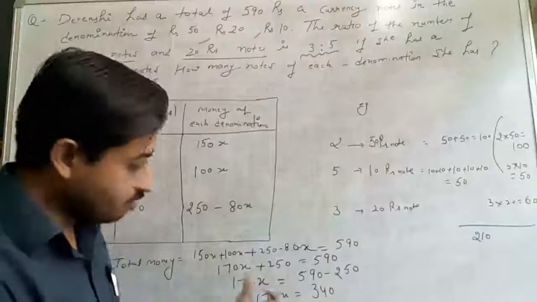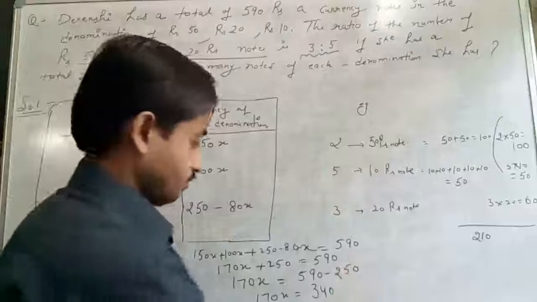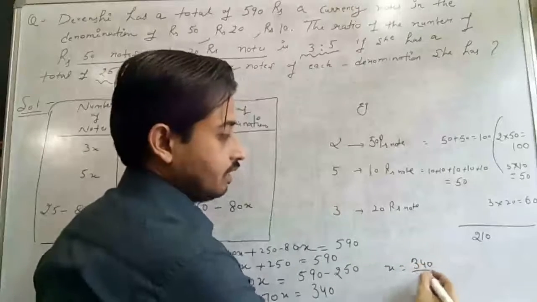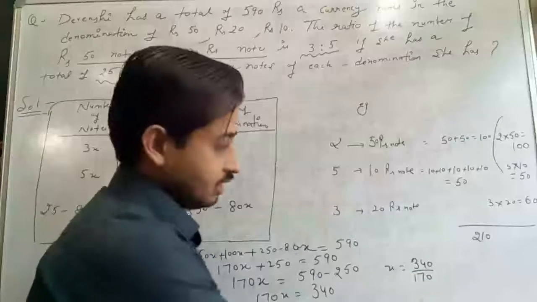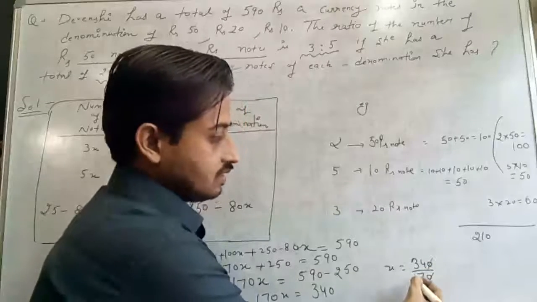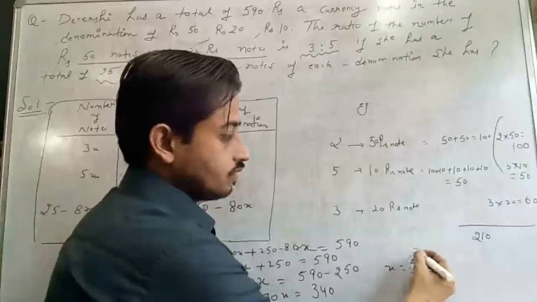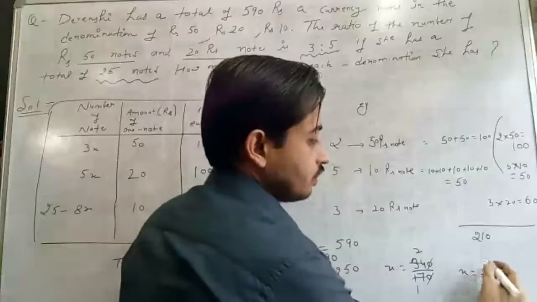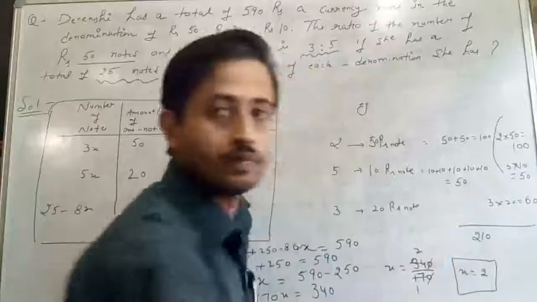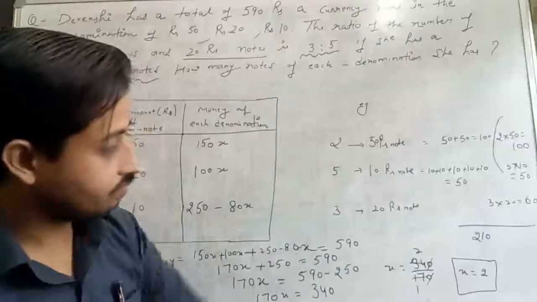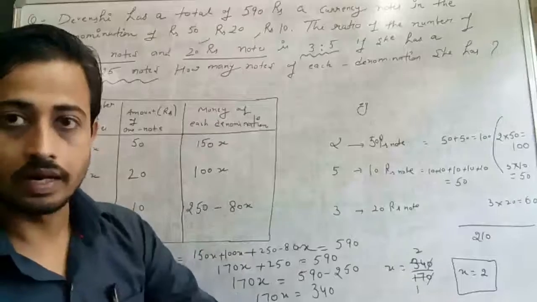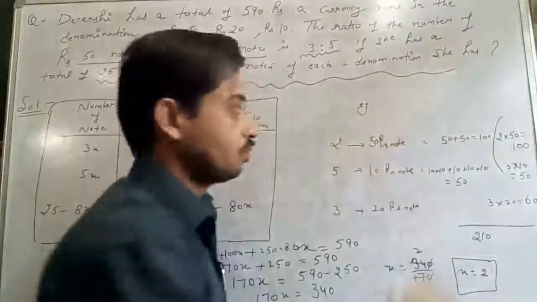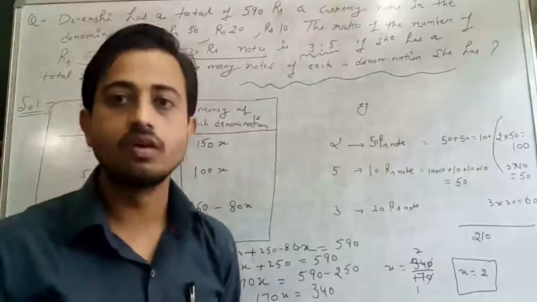So if we take 170 in divide form, then x is equal to 340 divided by 170. 0 will cancel out with 0, 17 1 is 17, 17 2 is 34. What will we get? x is equal to 2. So here we got x is equal to 2, and we have to calculate how many notes of each denomination. It means we have to calculate the number of notes.